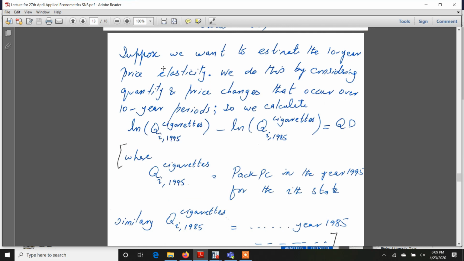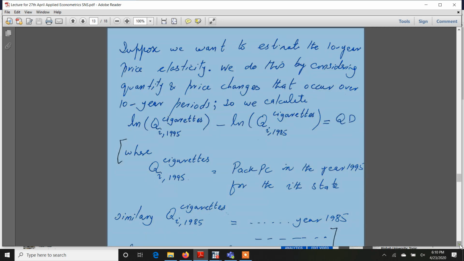If we have to measure elasticity, the OLS regression must be in logarithmic terms. That is, both the dependent and independent variables should be expressed in log form. This ln is the natural log. So what I have taken is the natural log of the quantity of cigarettes sold in 1995 minus the natural log of the quantity of cigarettes sold in 1985. That is the differential in the quantity sold in logarithmic form, and let's call it QD.